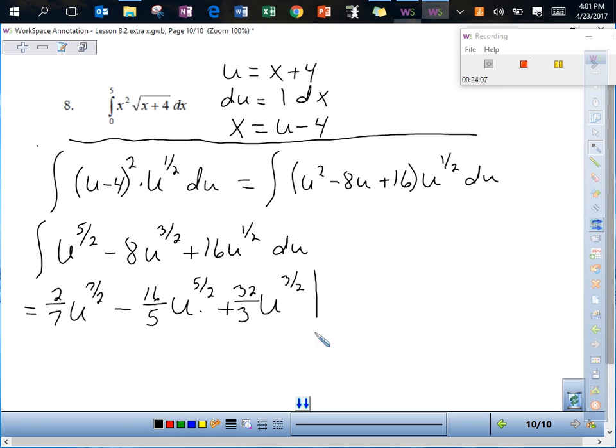And then I'm going to evaluate that from, plug in 0 for x, and get a u boundary of 4. Plug in a 5 and get a 9. And then it's all calculator work from here. Run 9 through that quantity, run 4 through that quantity, and then you'll get your answer. The ending answer winds up being 12,154 over 105. But I won't take video time to run those through for you.